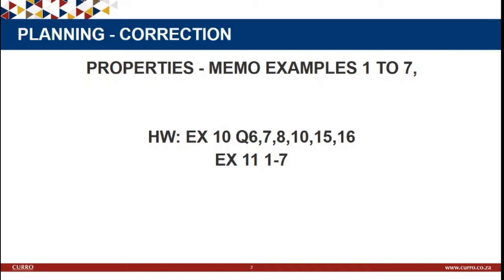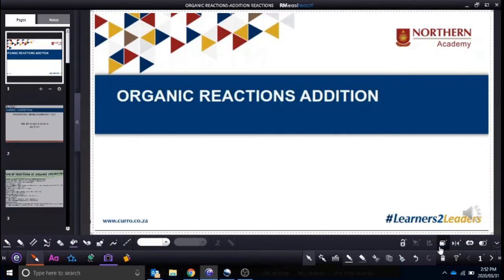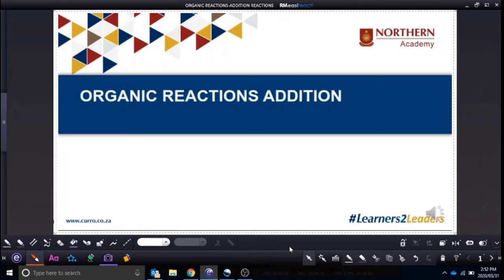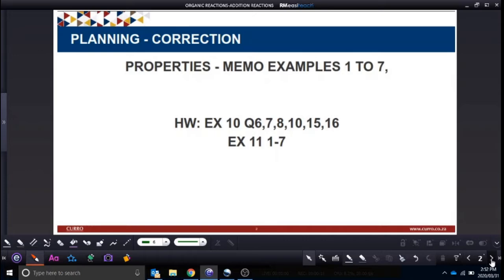That is what I will explain as also addition. Thank you. This afternoon we are starting with organic reactions. We're going to look at the addition reaction, but before we do that, let's first go through everything.